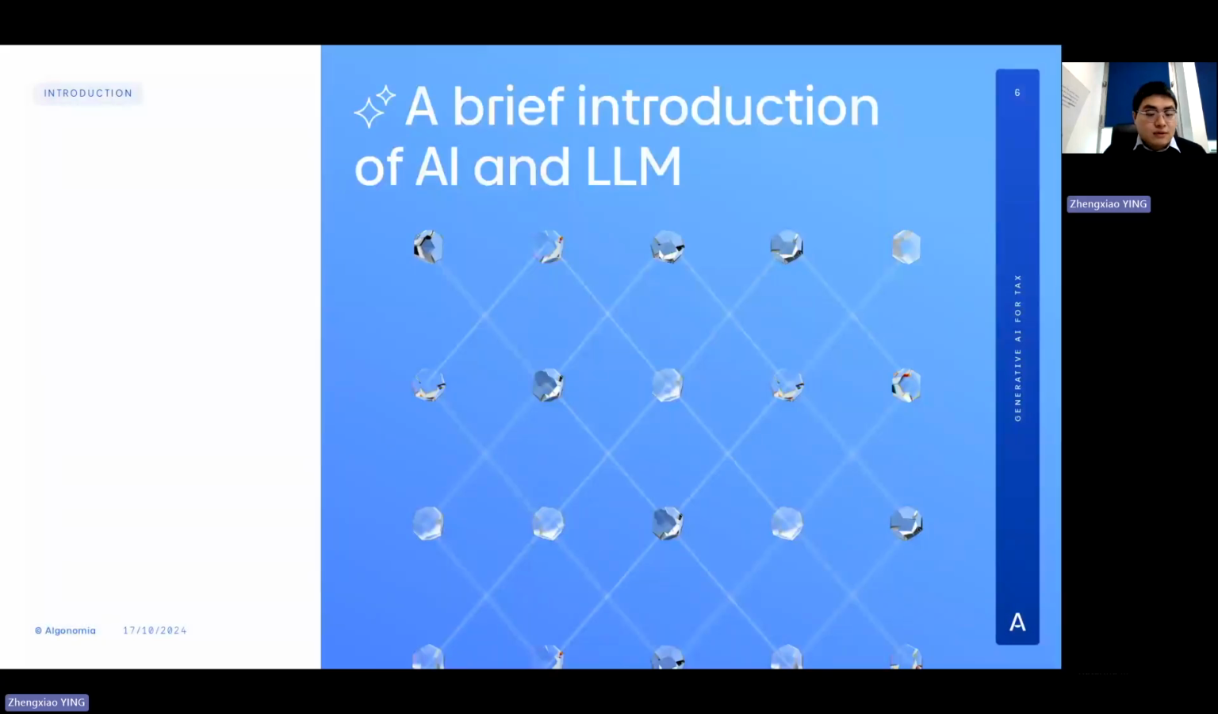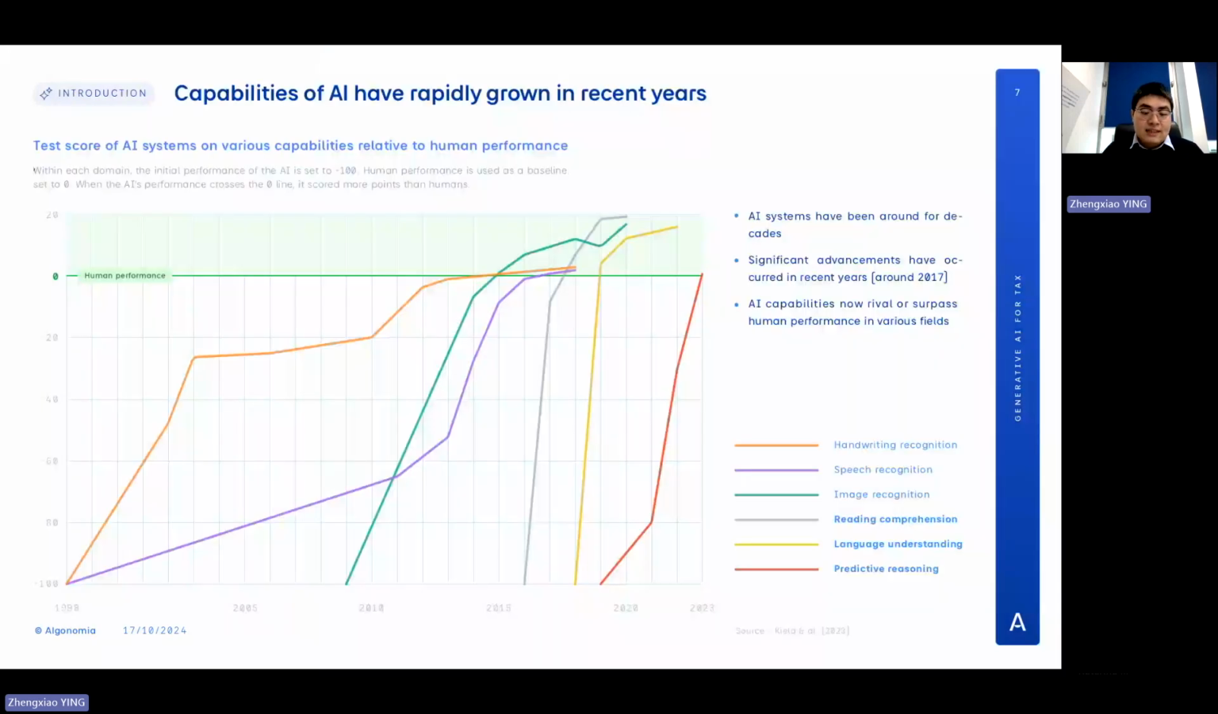So, now that you've gotten to know us a little better, let's move into the main part of today's webinar. We'll begin with a brief introduction of AI and LLMs. As many of you know, AI has become more than just a buzzword in recent years, and that's largely due to its dramatic improvements, especially since around 2017. Over the past few decades, AI systems have steadily improved, but it wasn't until recently that they truly began to rival and even surpass human performance in language-related areas, shown on the right part of this graph.